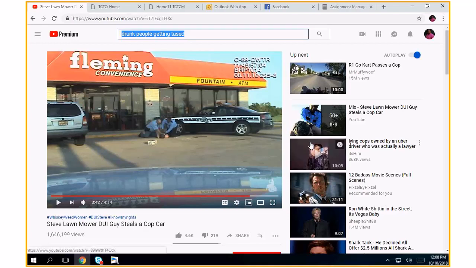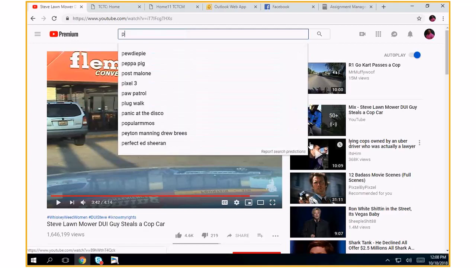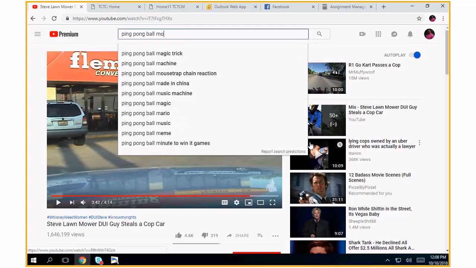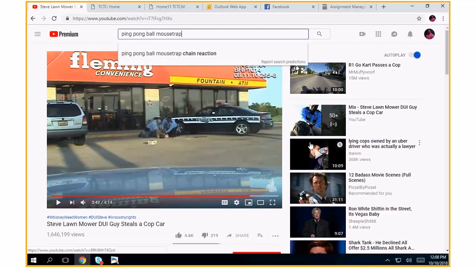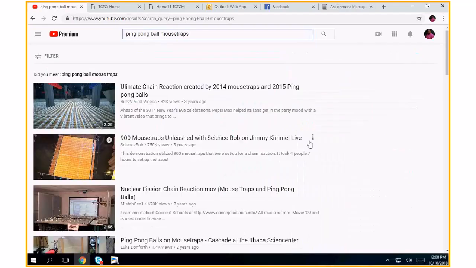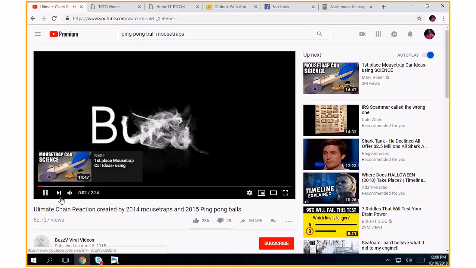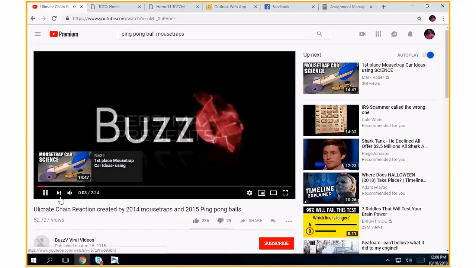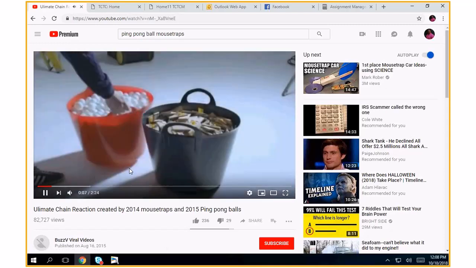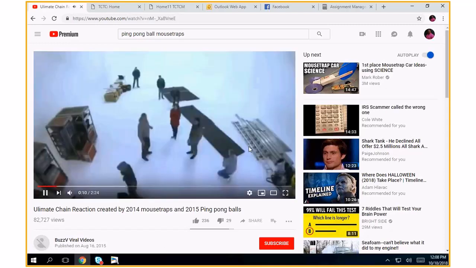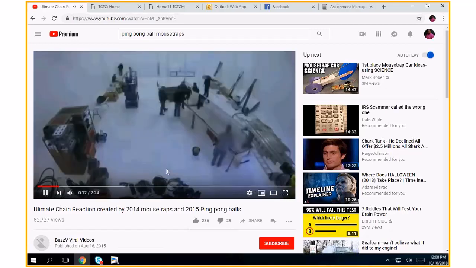All right, I'm gonna call it up. It's called ping pong ball and mouse traps. Can't believe I'm having to show y'all this. Physics.